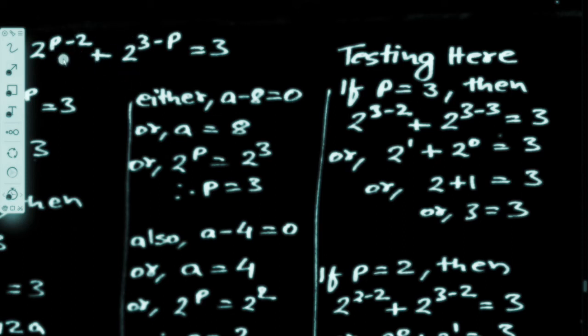Now p is replaced with 3 everywhere. So it comes as 2 power 3 minus 2 plus 2 power 3 minus 3 equals 3, or 2 power 3 minus 2 is 1, so 2 power 1, plus 2 power 3 minus 3 is 0, so 2 power 0, equals 3. Now 2 power 1 is 2 and 2 power 0 is 1, so 2 plus 1 equals 3, 3 equals 3. Here both sides come out the same, therefore our answer p equals 3 is right.